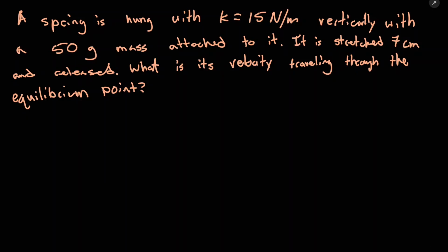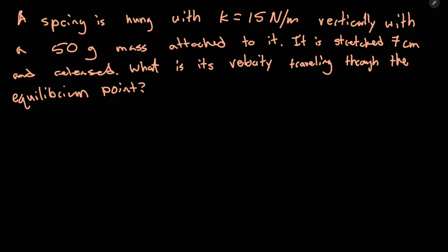Alright, I know that I said that was the last problem, but we do have time for one more, and I think this is actually really interesting, and it's quite important because it involves energy and vertical springs. So let's get with it. So, a spring is hung with k equals 15 newtons per meter vertically with a 50-gram mass attached to it.